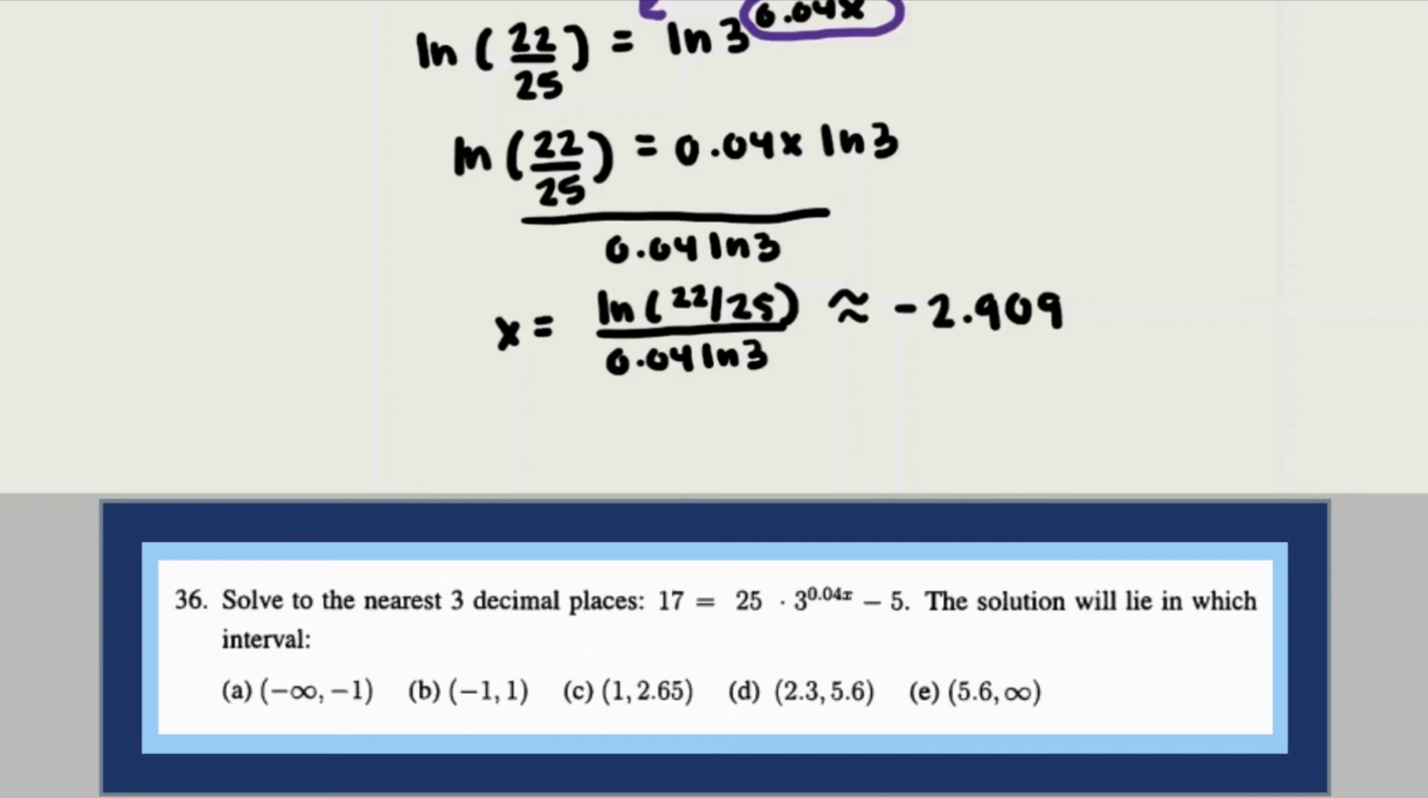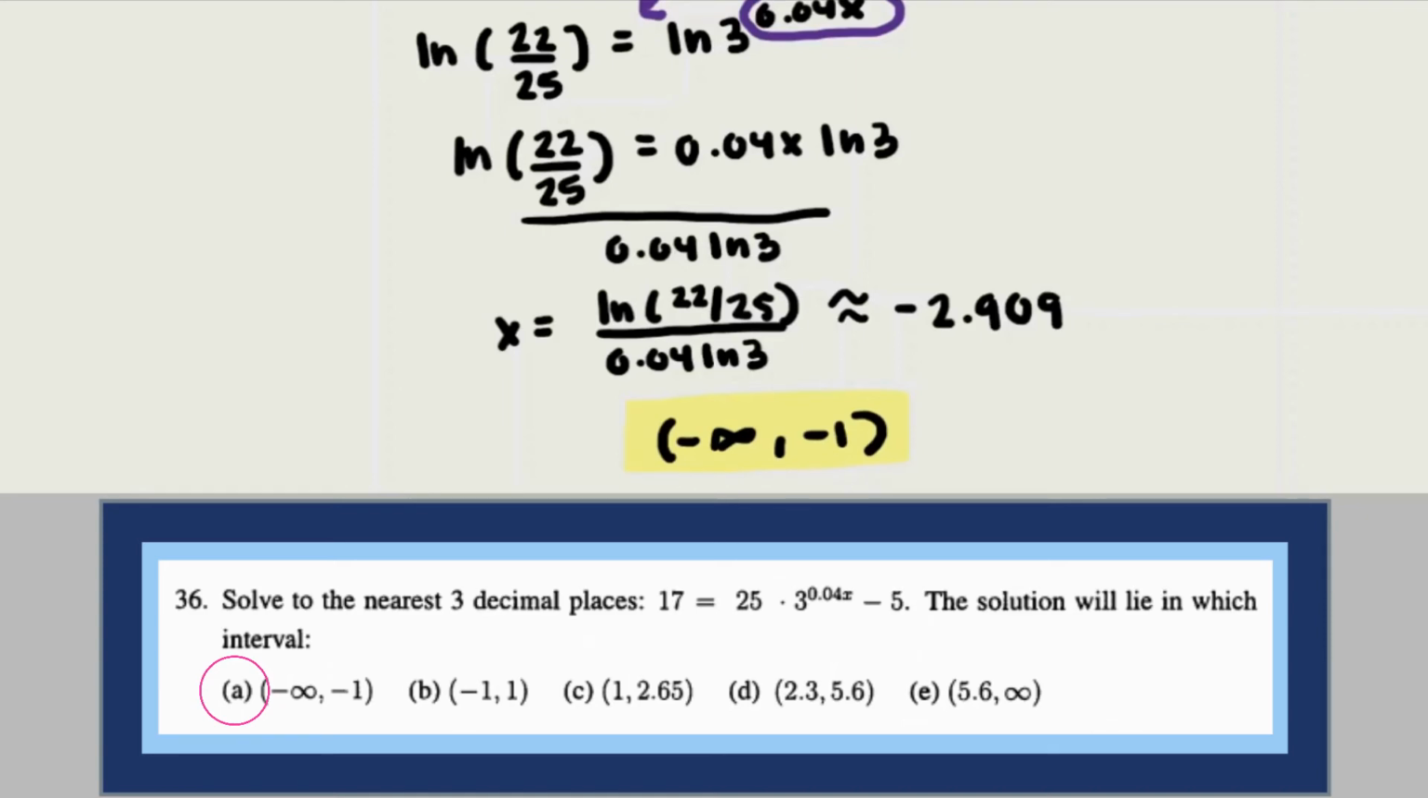So they have basically 5 intervals. We have negative infinity to negative 1, negative 1 to 1, 1 to 2.65, 2.3 to 5.6, and 5.6 to infinity. So the answer choice that would best fit for us, because it's negative 2.909, it would be answer choice A, because it's in the interval negative infinity to negative 1. And that would basically be our answer for question number 37. I mean 36, my bad.